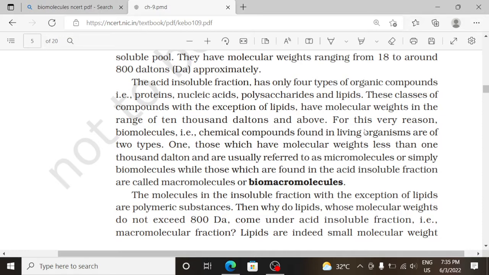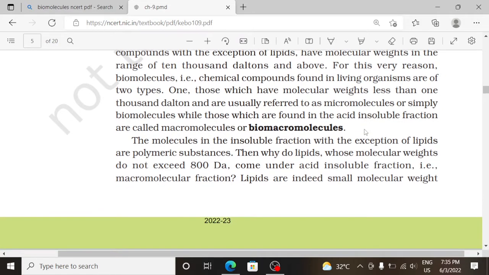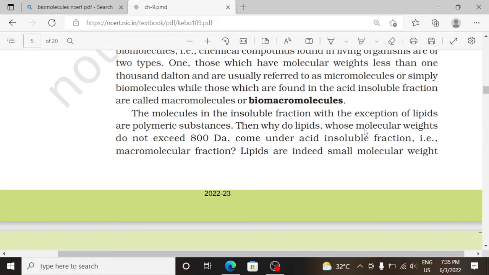For this very reason, biomolecules, that is chemical compounds found in living organisms, are of two types. One, those which have molecular weights less than 1000 dalton and are usually referred to as micromolecules or simply biomolecules, while those which are found in the acid insoluble fraction are called macromolecules or biomacromolecules. The molecules in the insoluble fraction, with the exception of lipids, are polymeric substances.